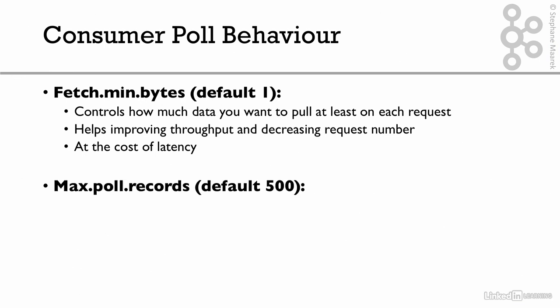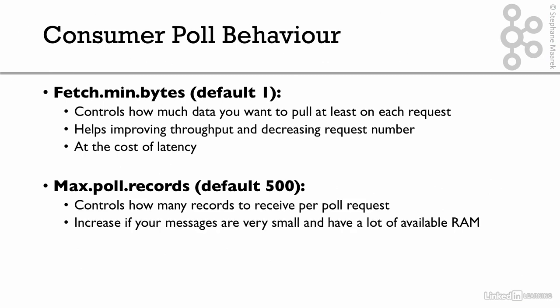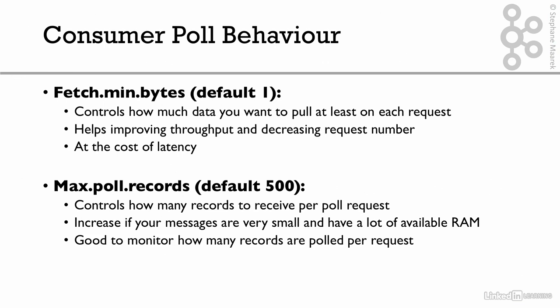Now, there's another setting called max poll records. And this one is 500 by default. And that controls how many messages are received in each poll request. You need to increase that if your messages are very small and you have a lot of available memory or RAM, and you want to consume a lot of messages at the same time. It's good to monitor overall how many records you're polling per request, and if you feel like you get 500 records all the time per poll request, then it may be worth it to increase it to get better throughput.